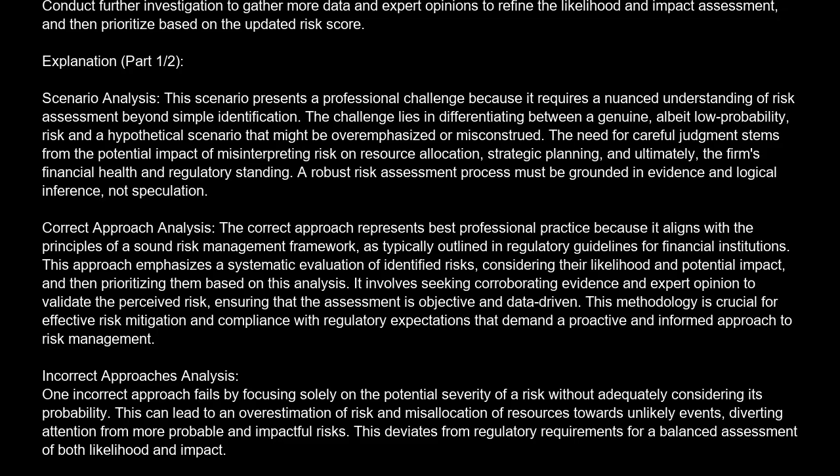The correct answer is D. Conduct further investigation to gather more data and expert opinions to refine the likelihood and impact assessment, and then prioritize based on the updated risk score.